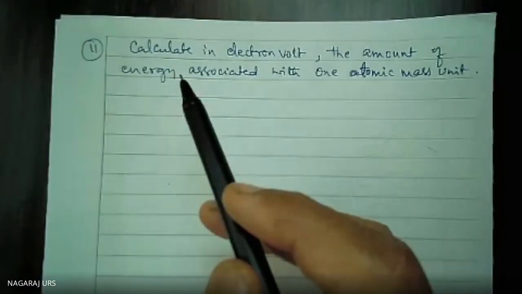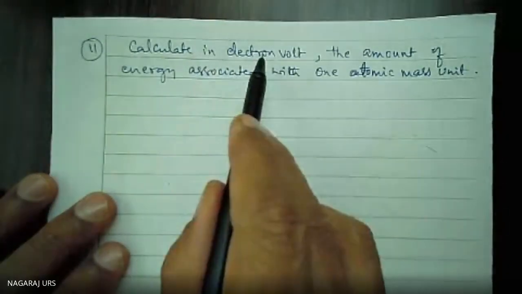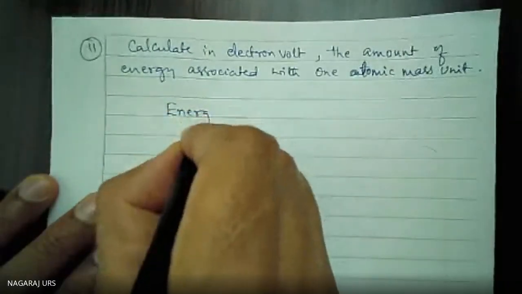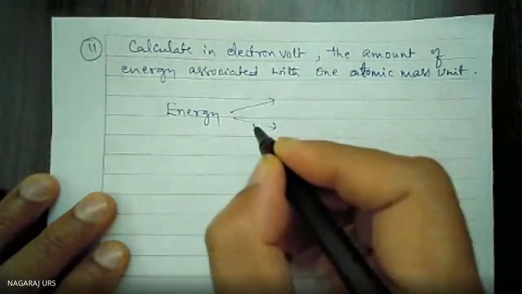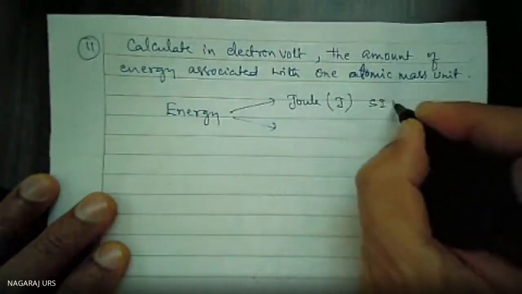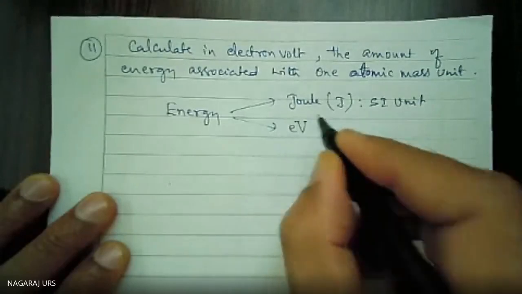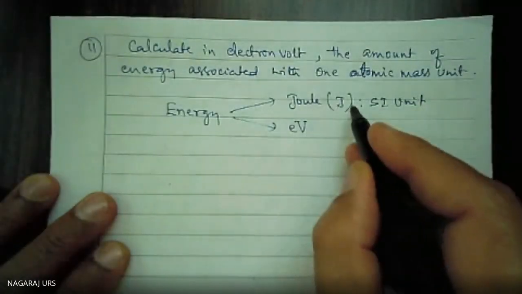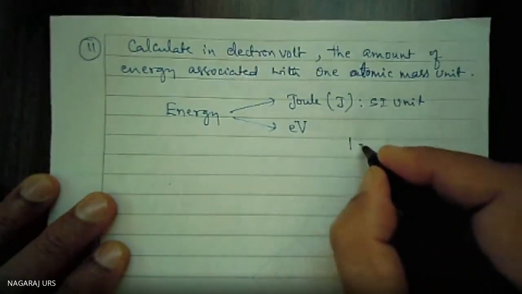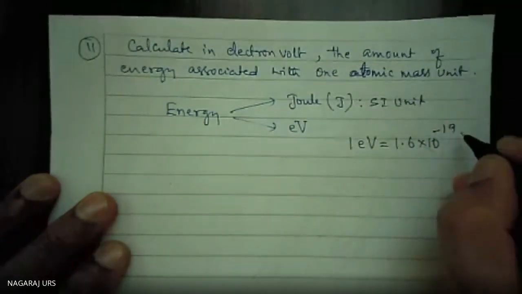There are two units for energy. One is joule, the other one is electron volt. Joule is the SI unit. The electron volt is not an SI unit. There is a relation connecting the two: one eV is equal to 1.6 into 10 to the power minus 19 joules.